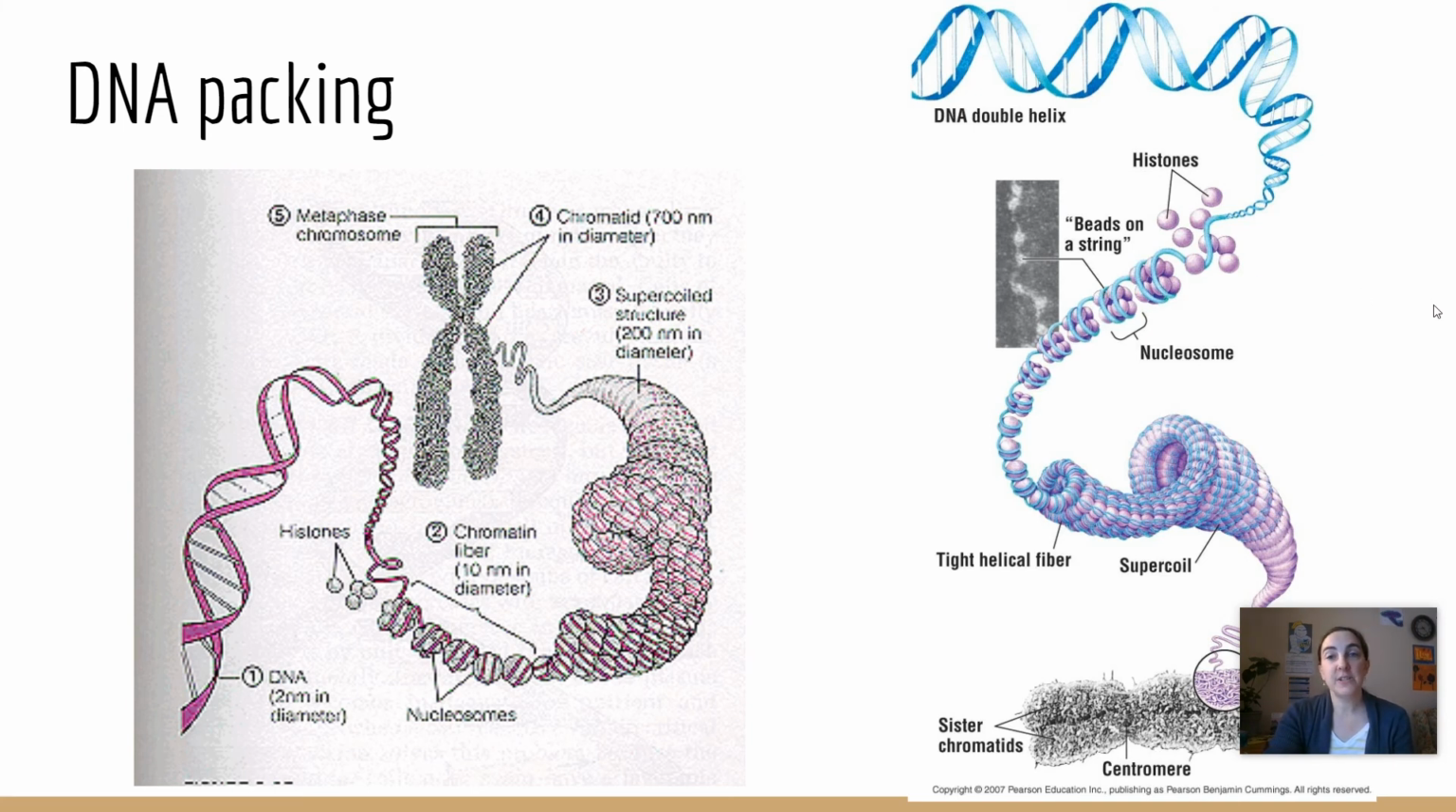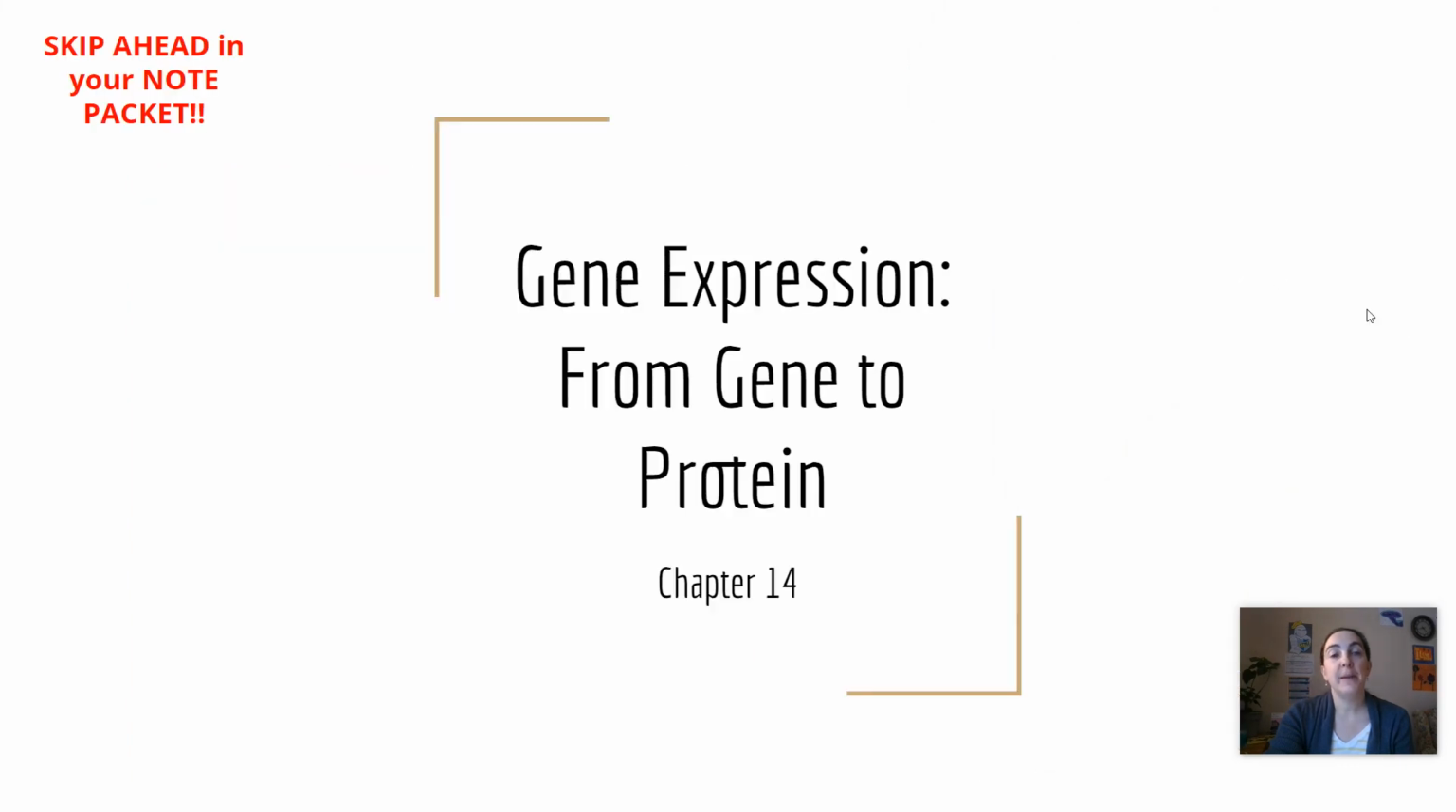The next part of this unit, we are going to start talking about how those genes are read and made into proteins. And this is a process called gene expression. If you're following along in your note packet, this is where we are kind of skipping ahead. Remember, I rearranged some things. The middle section of your notes we will come back to in about a week and a half. Today, skip ahead until you find this slide. We're going to move into chapter 14, which is about how we get from a gene to a protein.